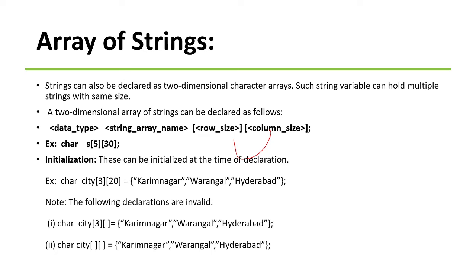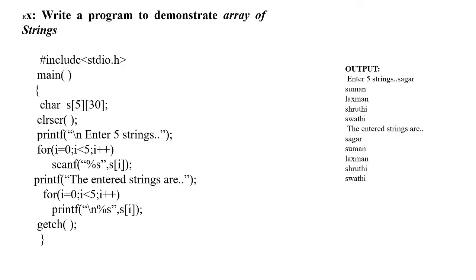And if you look here, initialization: character city[3][20]. What it means is, I am going to read three different cities. Each city length is 20 characters, right? So there are three column values and only one row, like this. So this is the way we are going to declare an array of strings.